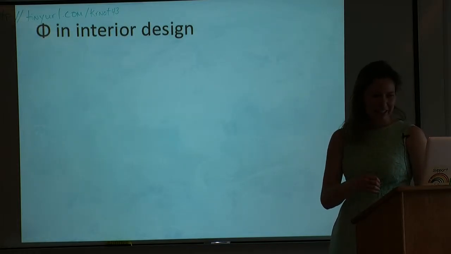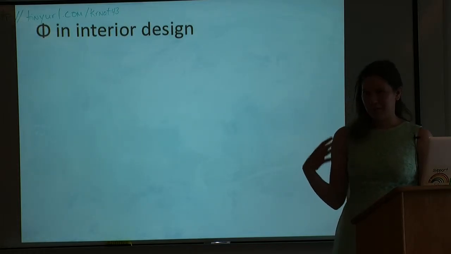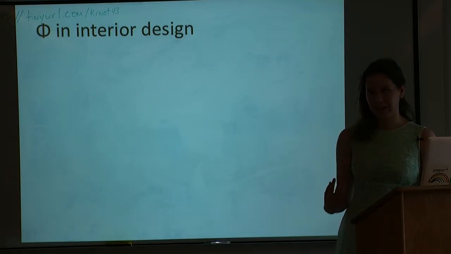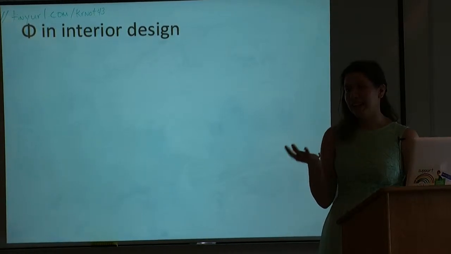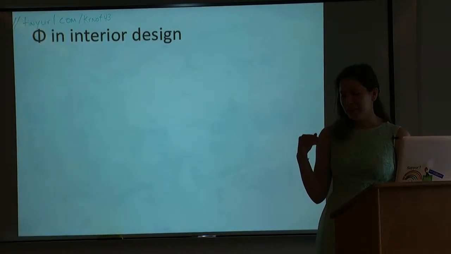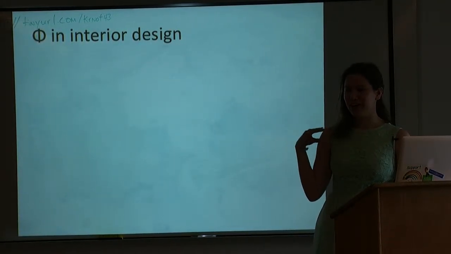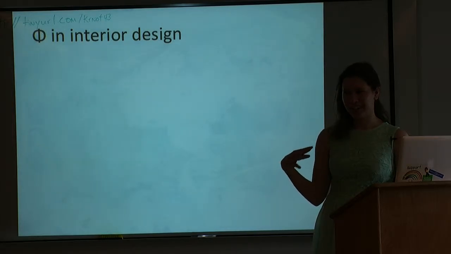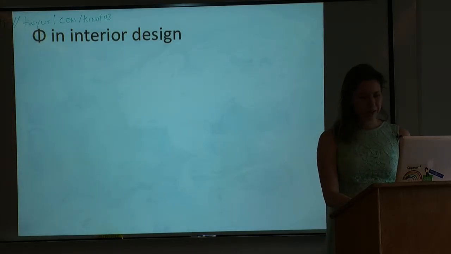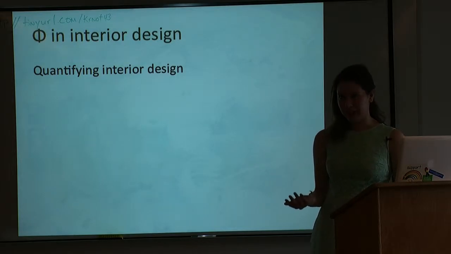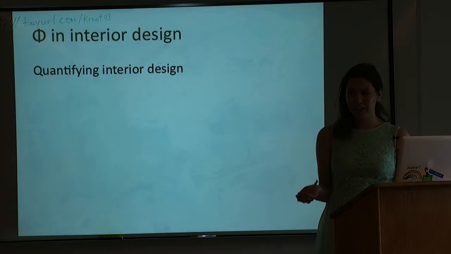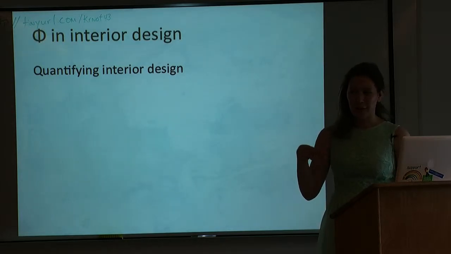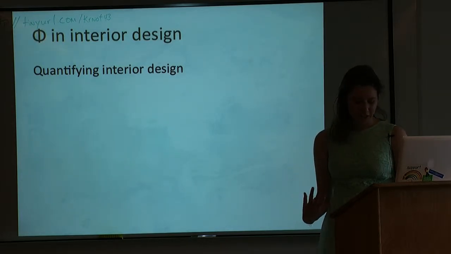So I spent most of this semester trying to find phi in interior design, because I am a math and science person, and I really like interior design, but it kind of annoys me when I'm like, okay, I know that this looks good, but why does it look good, and how can I make it look better? So I wanted a way to quantify interior design, and I was thinking, well, if we have this ratio that just looks really good, wouldn't having more of that in a design make it look better?